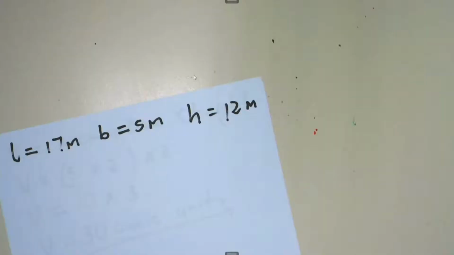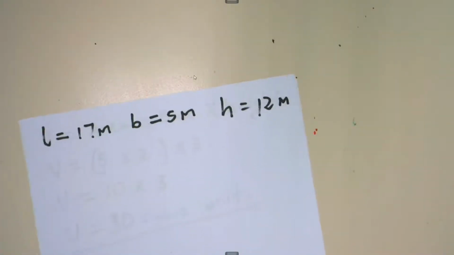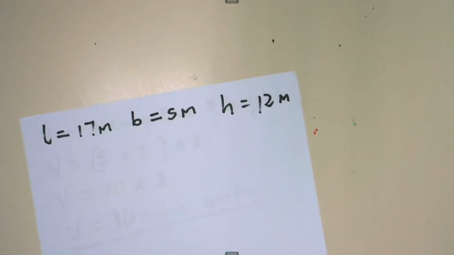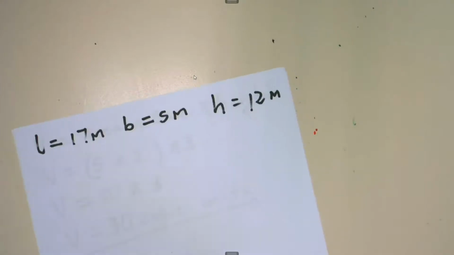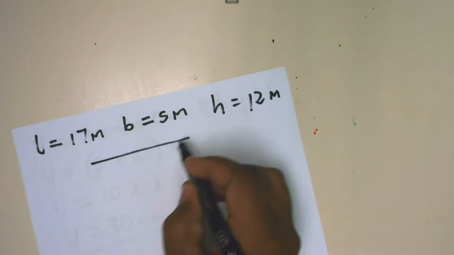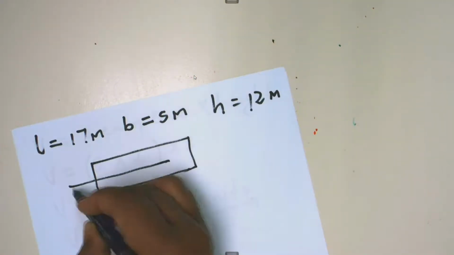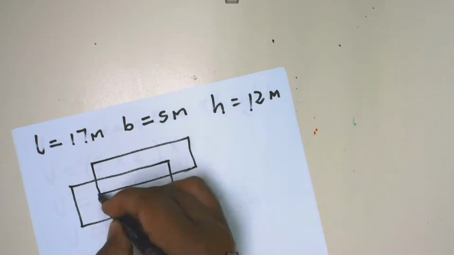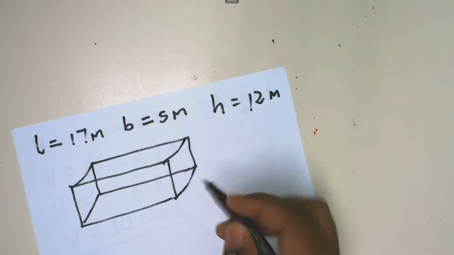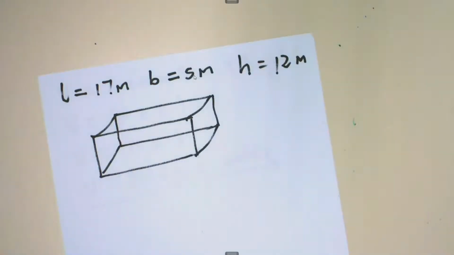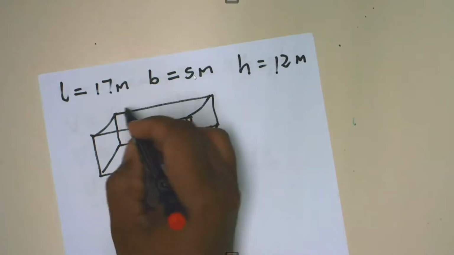12 meters. Okay. This is definitely a rectangular prism, as you have seen. You can have a rough sketch. Let me quickly have a rough sketch there. And then now I know the length. This will be the length.